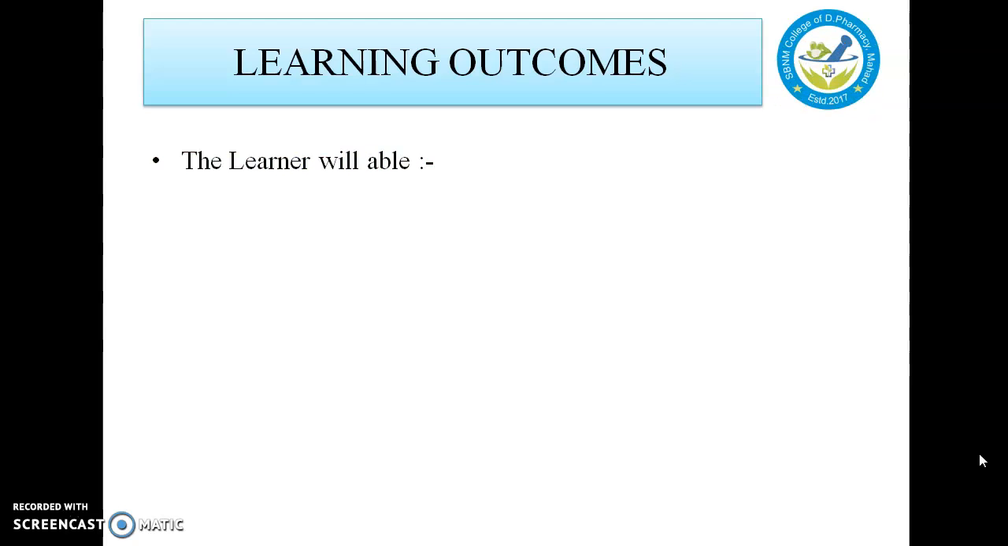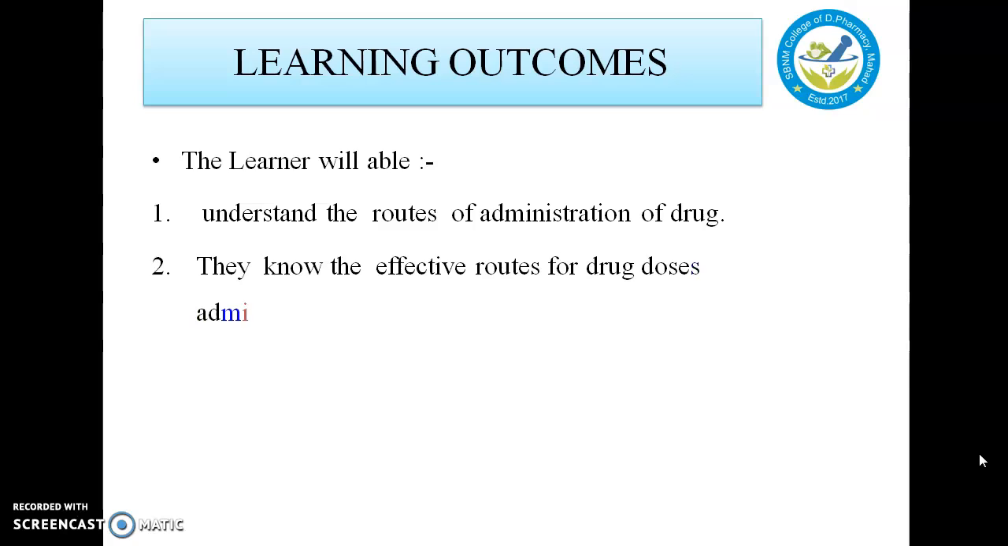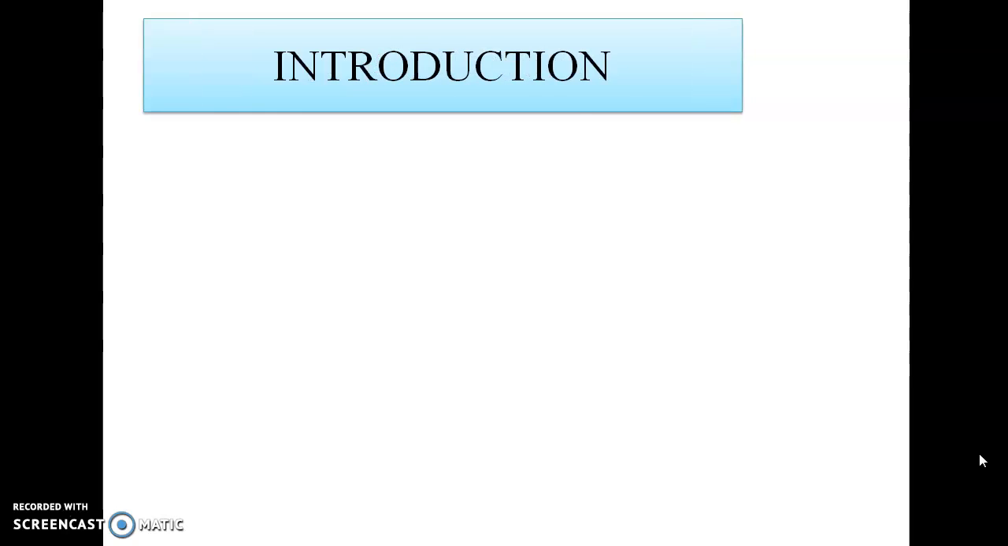These are the learning outcomes from this topic. The learner will be able to understand the route of administration of drug, and they will know the effective route for drug dose administration. Let's see the introduction of this chapter.